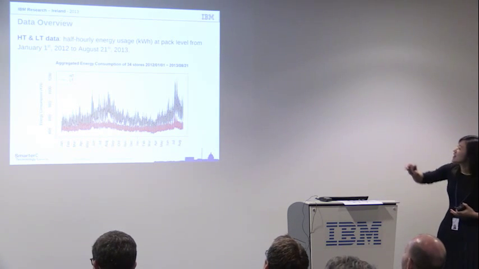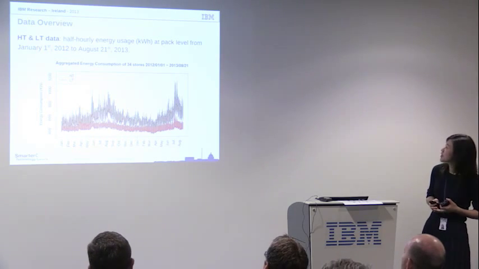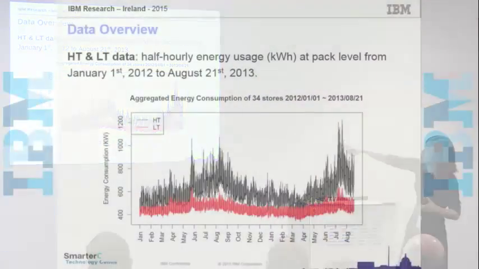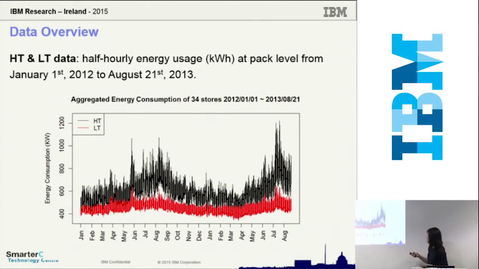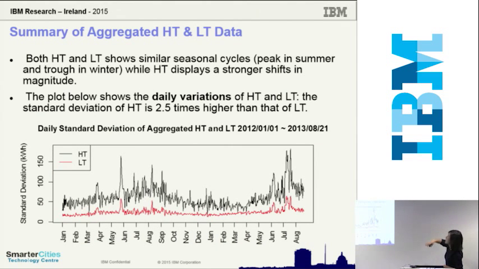So here is the HT-LT aggregates over 34 Tesco stores. HT is generally higher than LT. The black line is HT and the red line is LT. It's starting from January 1st, 2012 to August of 2013. So you could clearly see the yearly cycles as expected, all right? And you can see the HT and LT move together and show similar seasonal cycles. And HT has a stronger shift in magnitude.